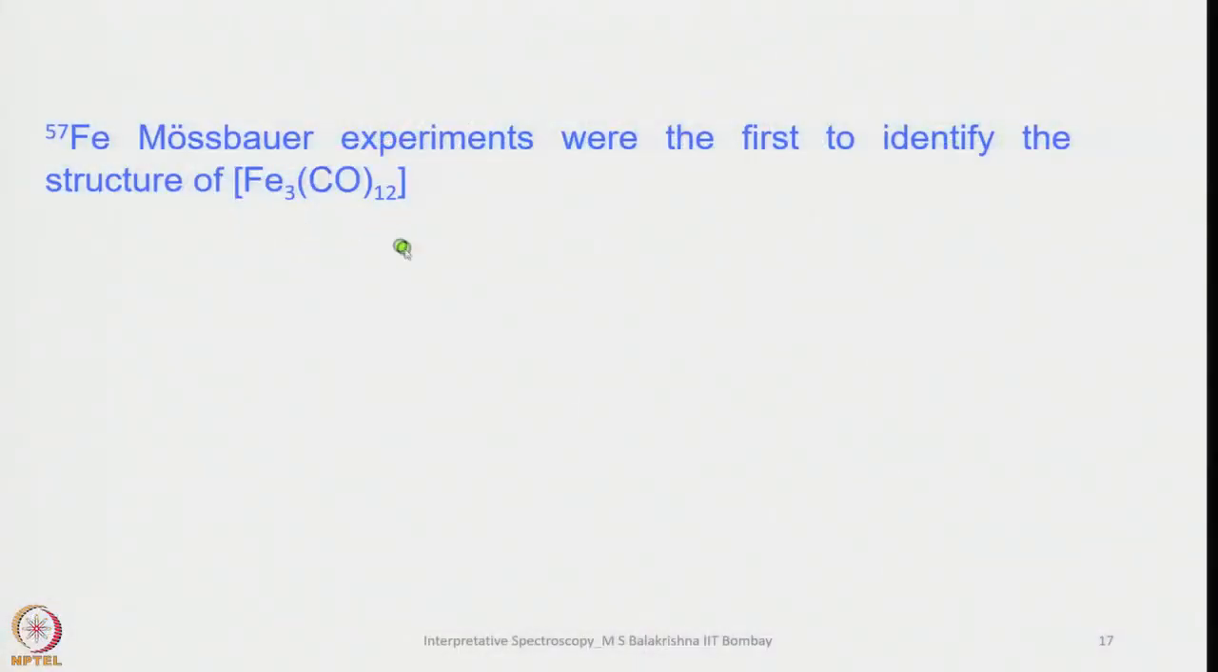Even 13C NMR may not be able to give information about the difference in the geometrical arrangement of carbonyl groups around the iron atoms. Whereas here, without any ambiguity, Mössbauer can show you two different types of iron environments. So now, one more question.